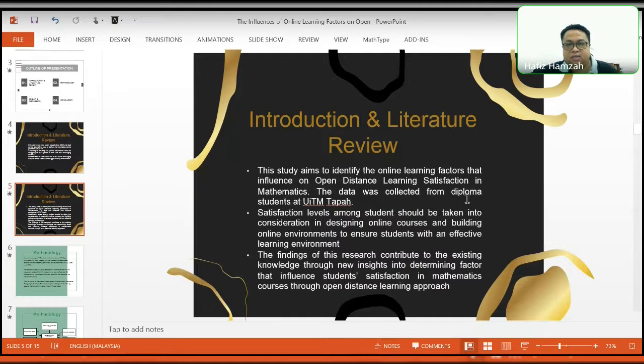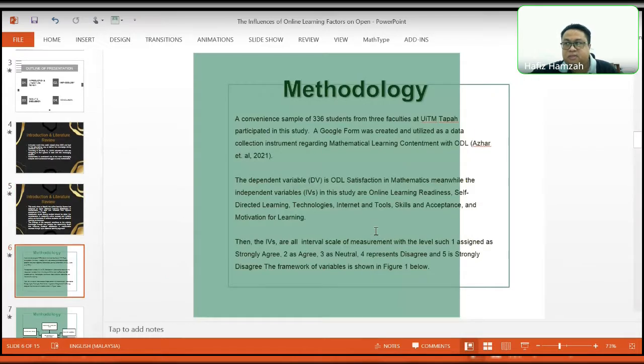We need to understand what students want, and also how we create the environment so that students will be comfortable and they will learn effectively. Okay, so the finding of this research is to contribute to the existing knowledge through a new insight into determining factors that influence student satisfaction in mathematics courses through the open and distance learning approach, so ODL lah. So let's move to the methodology part.